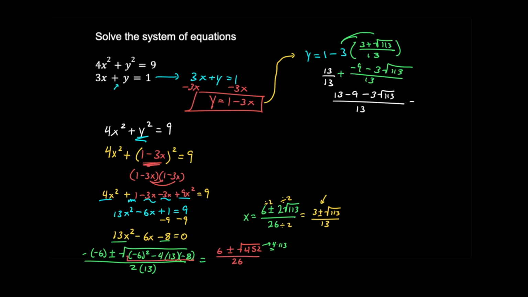Or in other words, 13 minus 9 is 4. So 4 minus 3 radical 113 over 13. So one of the answers is 3 plus square root of 113 over 13, comma, 4 minus 3 square roots of 113 over 13. That is the first answer. Not pretty, but it just so happens how this one works out.